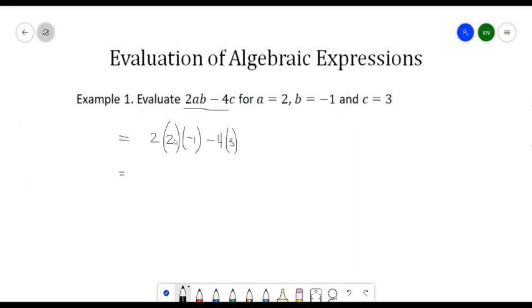Now, performing the operations, as we know from the PEMDAS rule, we need to perform first the operations inside the parentheses. That being said, 2 times -1 is -2, multiplied by 2, so we have -4, minus 4 times 3, that is equivalent to 12. So if you get the value of this, -4 minus 12 is equivalent to -16. So this is now the final answer of our algebraic expression.